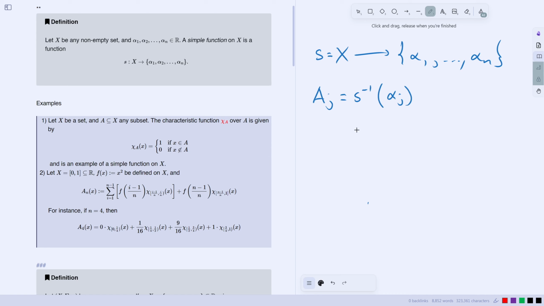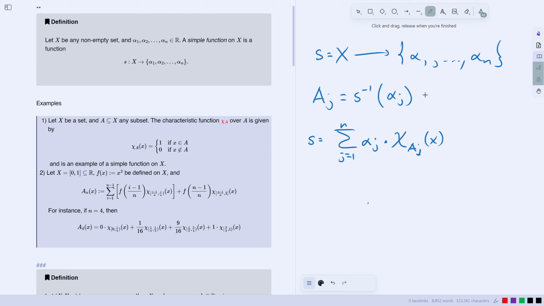So watch this. I'm just going to write S as the sum from j going from 1 to n of alpha j times the characteristic function of A sub j evaluated at x. Right? This is a constant, and now this is a function. So we have written S as a linear combination of functions. Those functions are characteristic functions. I don't know if this is obvious. Maybe you're not convinced by it.